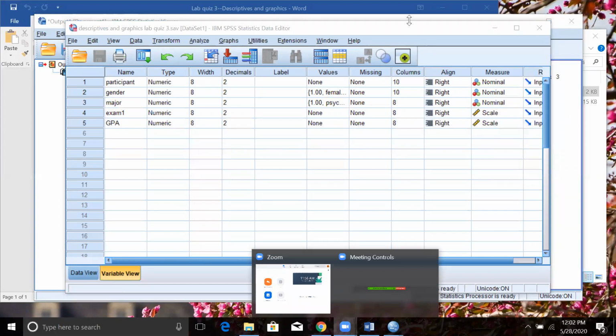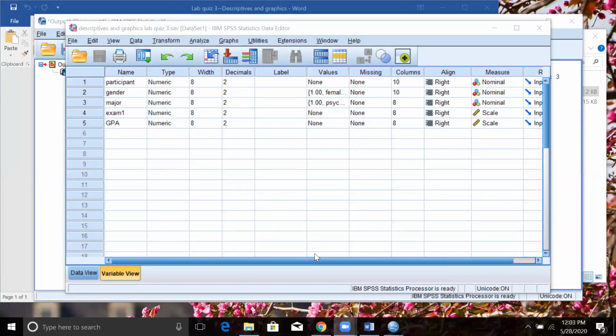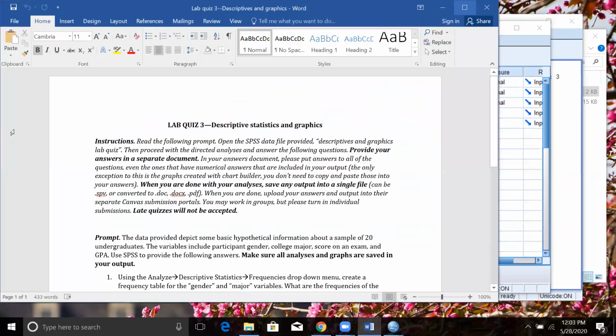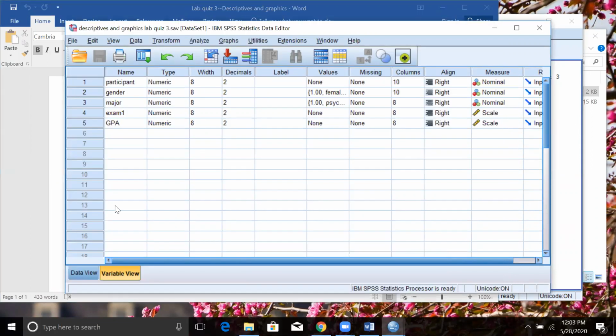All right, so Lab Quiz 3 is going to cover a variety of descriptive analyses that you can do in SPSS. The basic descriptives that I've covered are going to include visualizations, so graphs and charts, mean and standard deviation, and z-scores. So we're going to be touching on a little bit of everything. As usual, you need the instructions worksheet, and you need to use that to create your answers document. And you're going to need to have my SPSS data set that I've created for you open.